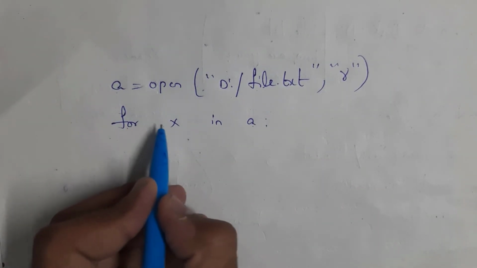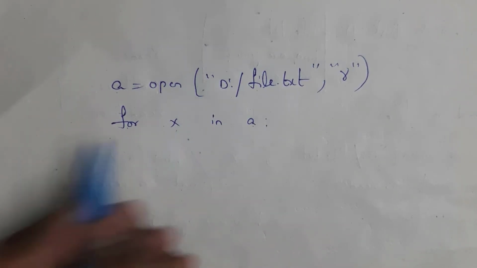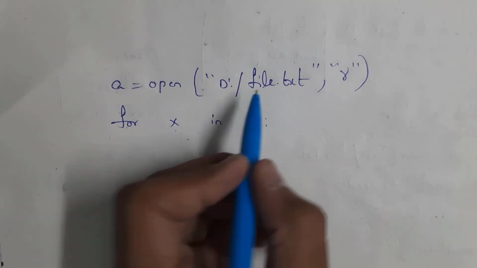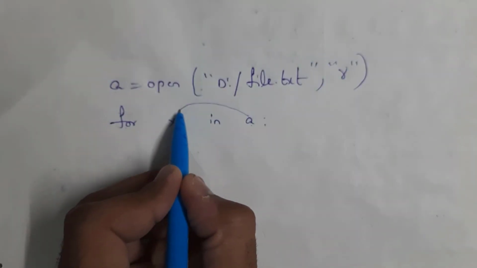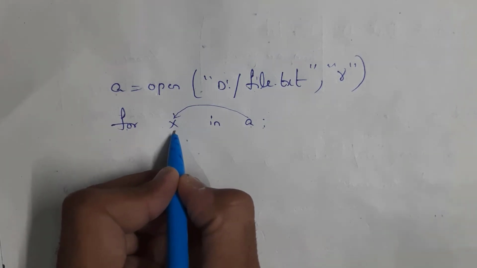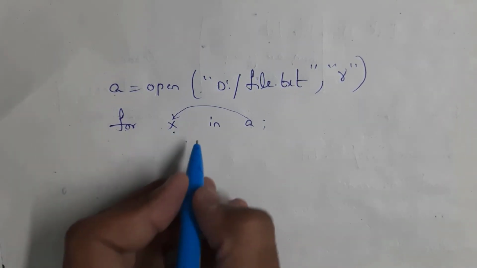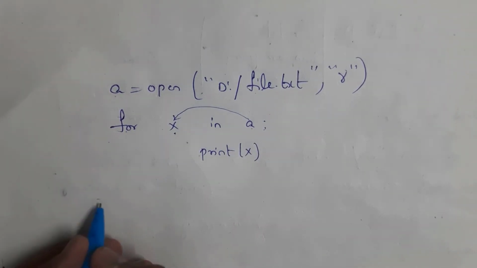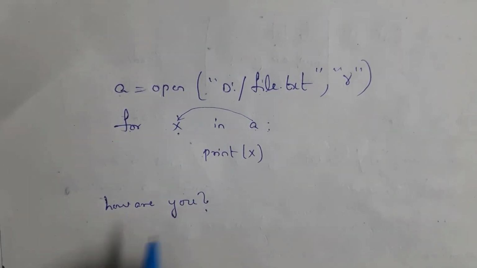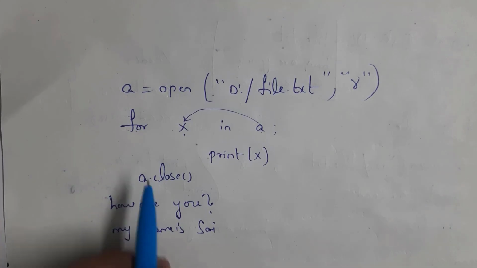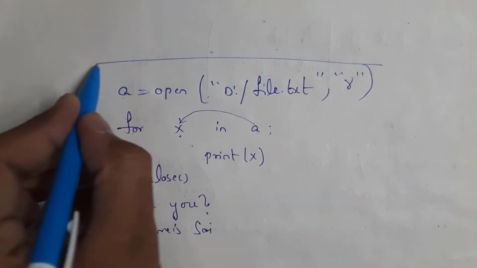So I just wrote here for x in a, where x is variable name. Whatever the data that is present in my file, file.txt, all this data is transferred to variable x. Now this variable x contains how are you and my name is Sai. Whenever you write here print x, it will print output. So I'll get output how are you, and in the next line it will print my name is Sai. Whenever you open any file, definitely we need to close that file, so definitely write here a.close. This is the program to print output.